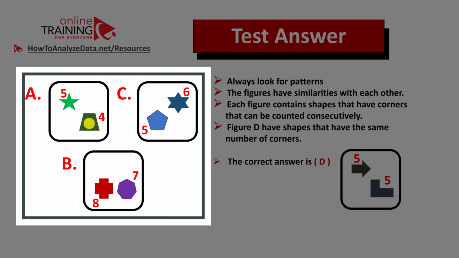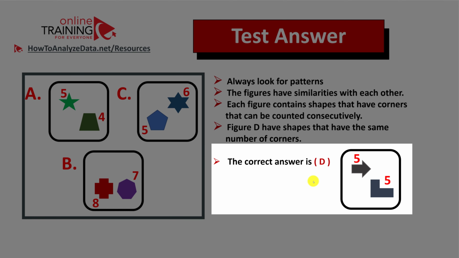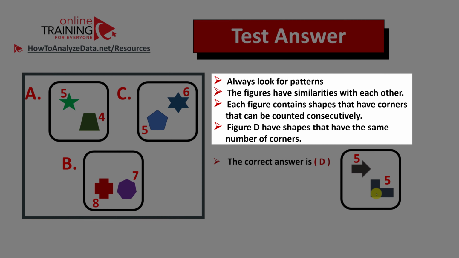Star has 5. This shape has 4. This shape has 5. This shape has 6. This shape has 8. And this one has 7. But the correct answer here is choice D, because in this case, these two shapes have the same number of corners. So let's recap. Always look for patterns.